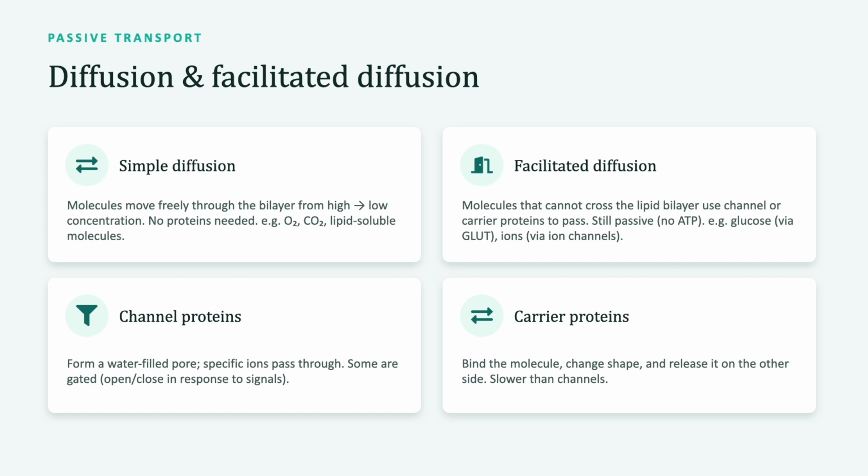Two kinds of helpers. Channel proteins form a water-filled tunnel that a specific ion can pass through. Some of these channels are gated. They open and close in response to signals. Carrier proteins work differently. They grab the molecule, change shape, and release it on the other side. Carriers are slower than channels.